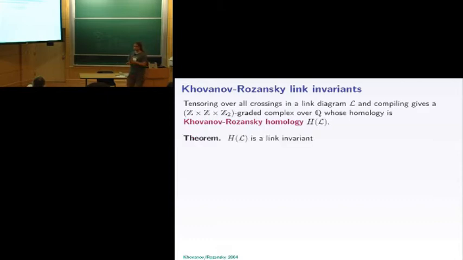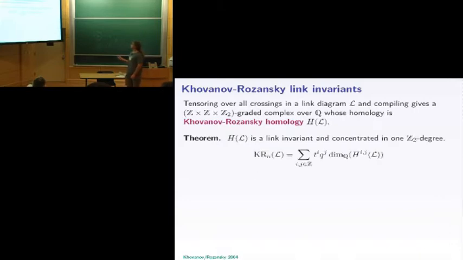Now they prove that the homology of this complex is an invariant, so independent of which projection of the link that you choose, you get the same thing up to isomorphism. So this is invariant under Reidemeister moves in one word. And it's also concentrated in exactly one Z2 degree, which depends on the number of components of the link. And then if you take the Poincaré polynomial of this homology, then this is one way to encode this theory, and it's a categorification of the better known and older SLN link invariant, which you get if you set one of the variables equal to -1. But this is a finer resolution.